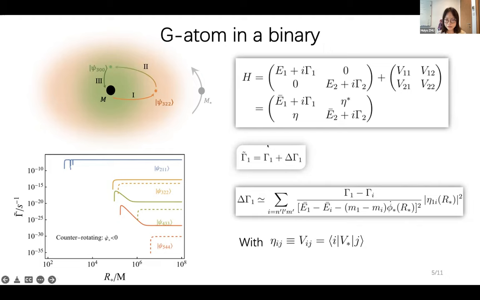To study this effective change, we diagonalize the new Hamiltonian here, and we will find the effective imaginary part, gamma 1 tilde, equals gamma 1 plus a correction. Here, the correction is the sum over all the possible overlapping states, which is decided by the selection rules. So we can see that the correction is related to R star, which is the binary separation between the binary companion. So we plot a figure of the effective superradiance rate against the binary separation for different kinds of states.